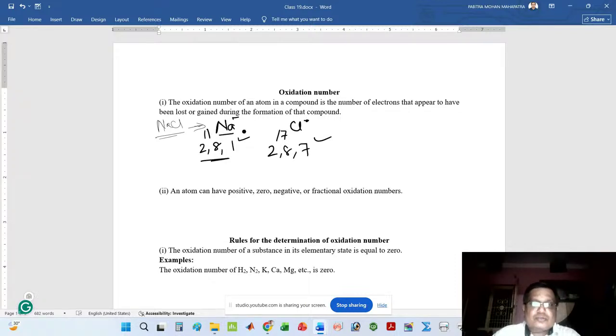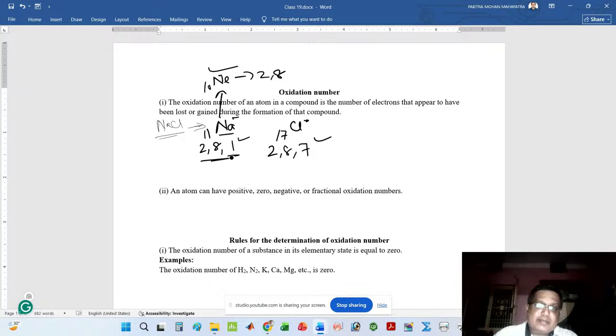Sodium atom always wants to be stable. Chlorine atom also always wants to be stable. Sodium wants to attain the nearest stable electronic configuration, that of a noble gas. The nearest noble gas to the sodium atom is neon. Neon is a noble gas with electronic configuration 2, 8, and its atomic number is 10. Sodium wants to attain the stable electronic configuration of neon by losing one electron.